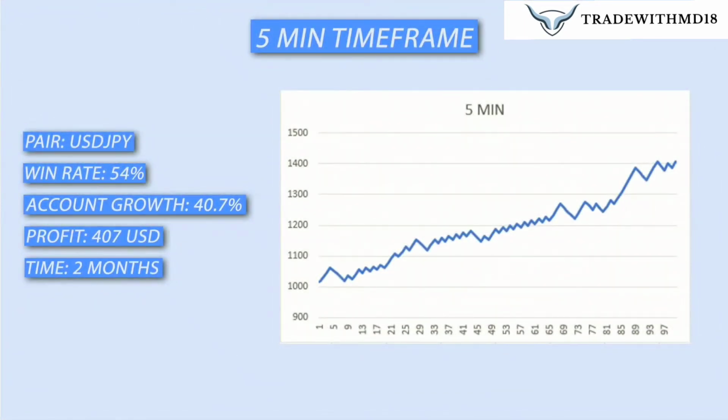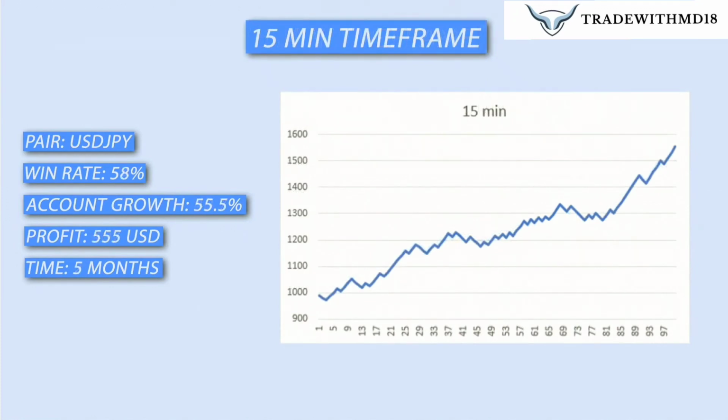So we got our results. In the 5-minute time frame, the strategy achieved a 54% win rate and 40.7% account growth in 2 months. The account grew by $407 on an initial capital of $1,000.